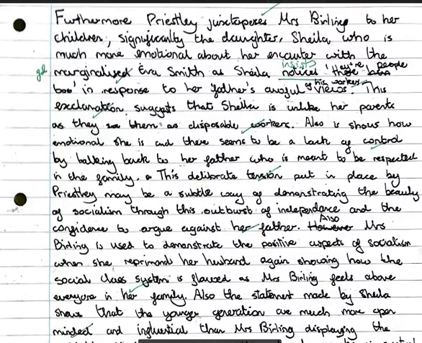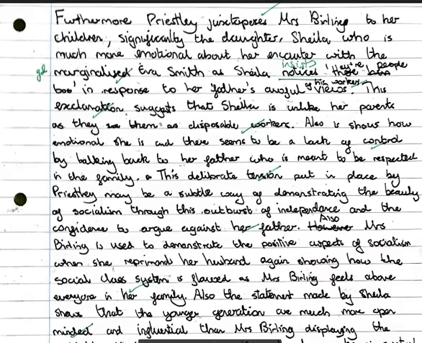Furthermore, Priestley juxtaposes Mrs. Birling to her children, significantly the daughter Sheila, who is much more emotional about her encounter with the marginalised Eva Smith. Sheila insists they're people too in response to her father's awful views of his workers. This exclamation suggests that Sheila is unlike her parents, as they see them as disposable workers. Also, it shows how emotional she is, and there seems to be a lack of control by talking back to her father who's meant to be respectful in the family.